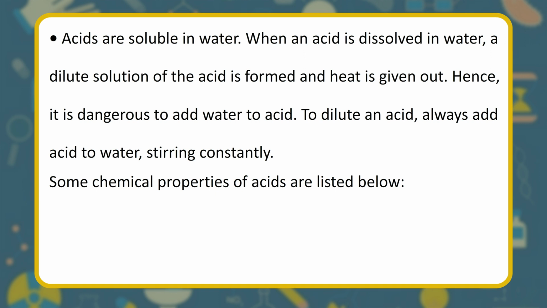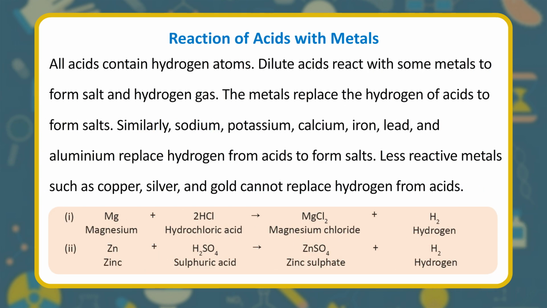Some chemical properties of acids are listed below. Reaction of acids with metals. All acids contain hydrogen atoms. Dilute acids react with some metals to form salt and hydrogen gas. The metals replace the hydrogen of acids to form salts. Similarly, sodium, potassium, calcium, iron, lead, and aluminium replace hydrogen from acids to form salts. Less reactive metals such as copper, silver, and gold cannot replace hydrogen from acids.